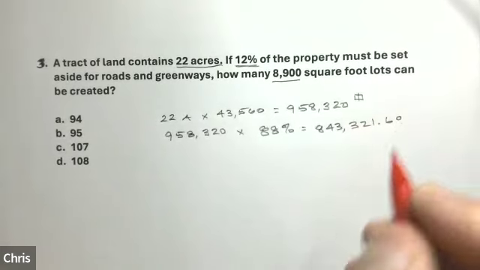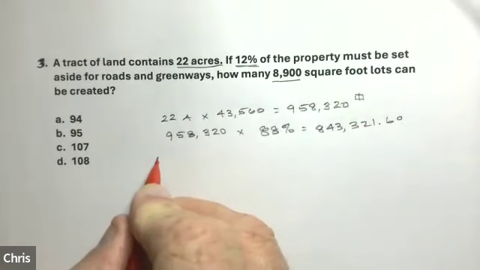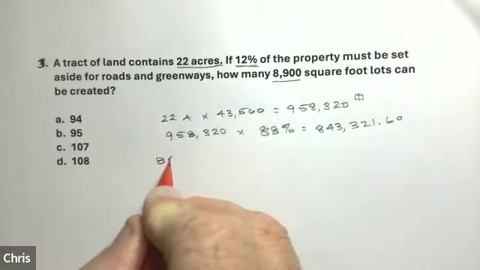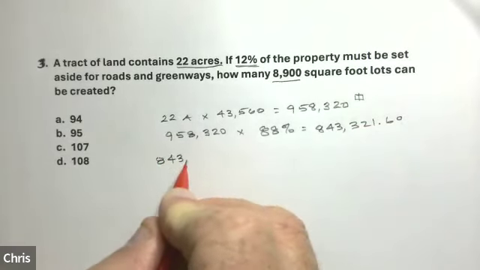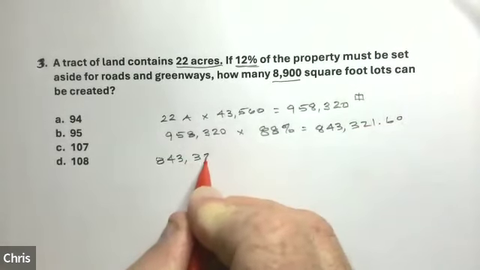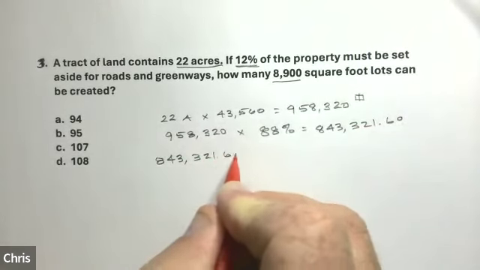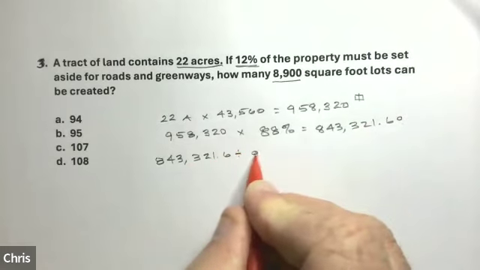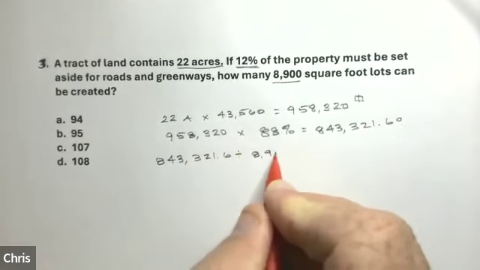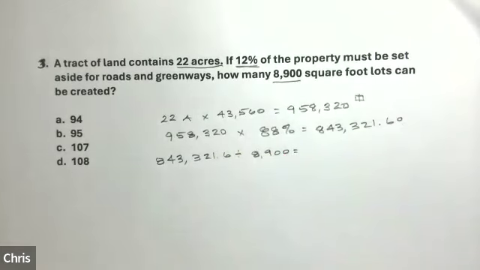Okay, so now the picture is becoming clear. Now that we know how much usable square footage we have, 843,321.6 divided by how many of these can we get out of that? And again, don't worry too much about the shape of the land or anything like that. We're not trying to trick you on this problem. It's just designed to be a multi-step problem.